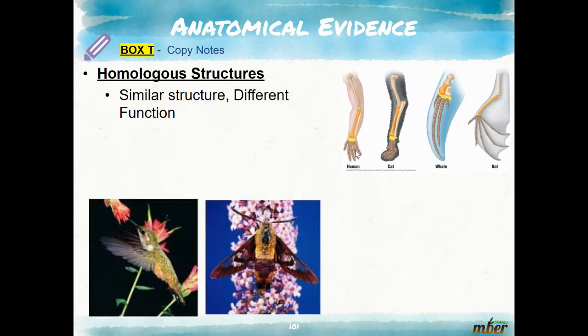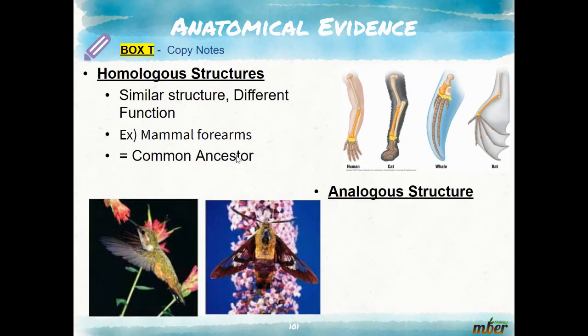Our human hands are used to pick up and do many activities. Cats use theirs as feet, as we use our feet. Whales use theirs to swim, and bats are very important to their flying structure. This tells us that we all have a common ancestor.